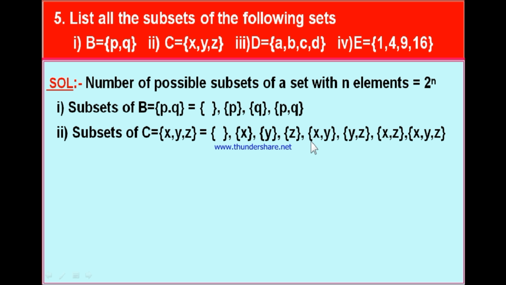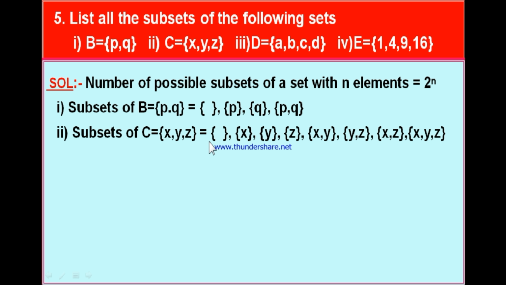Next, write all possible subsets with 2 elements. Set XY, set YZ, set XZ. These are the different possibilities. And finally, write all the 3 elements. Set XYZ. In this way, you can write the subsets of C.